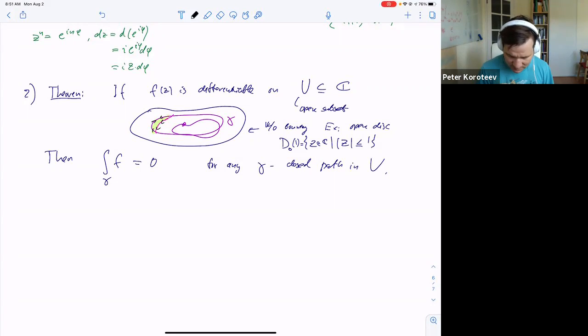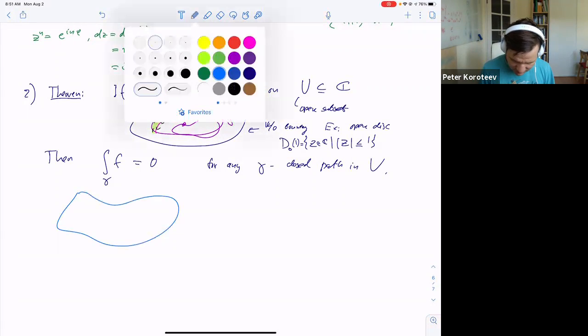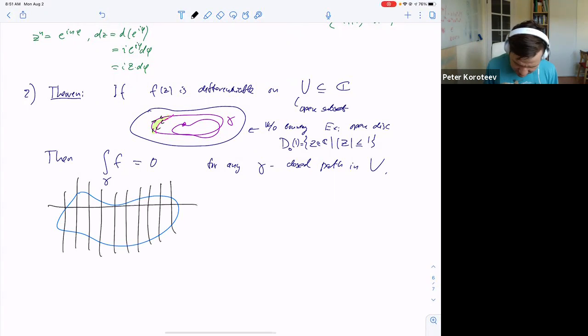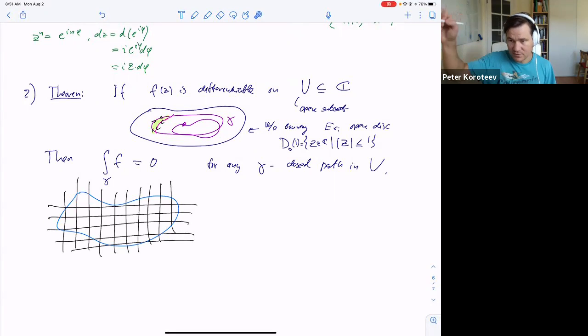You would break it into blocks, right? So you say there's a gamma, and then you would dissect it into vertical lanes, right? And then you just show that all the little integrals over the boundaries of each of those sets are equal to 0, provided that the function has a derivative. Now, this is not the miracle of complex analysis.